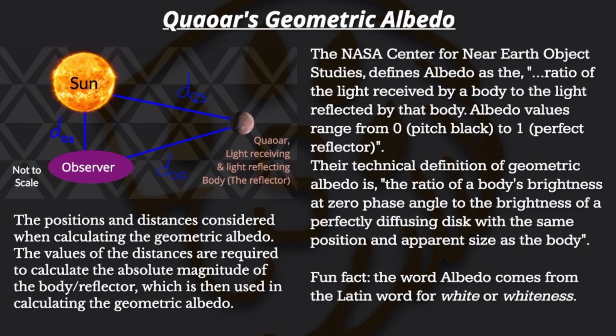Okay, so just look at the diagram that's there and read whatever you're seeing in front of you, so that you get to understand what we're going to be looking at next, which is Quaoar's geometric albedo. I don't want to waste much of your time by making the video lengthy, so just to cut the video short, just pause and read whatever you see, and then we'll continue from there. Just pause, read, and then you press play, and we'll continue from there.